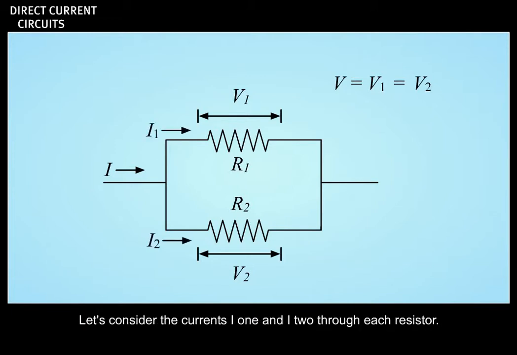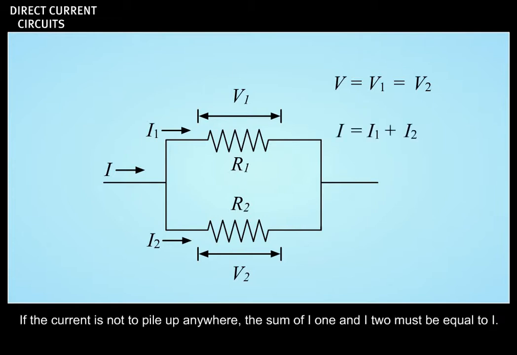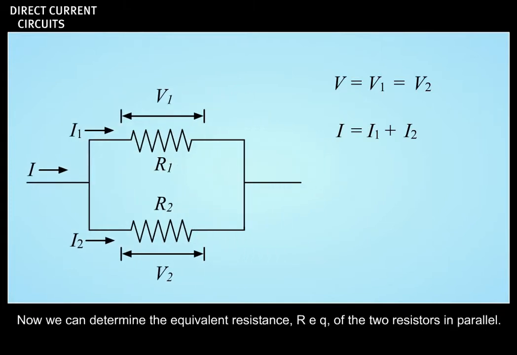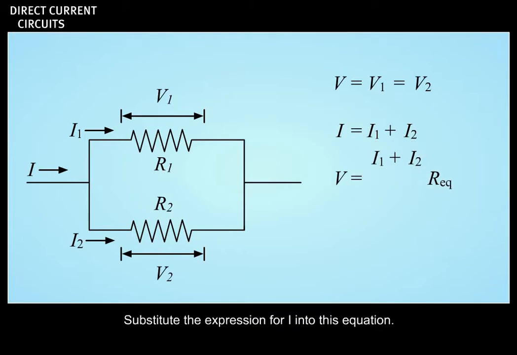Let's consider the currents I1 and I2 through each resistor. If the current is not to pile up anywhere, the sum of I1 and I2 must be equal to I. Now we can determine the equivalent resistance Req of the two resistors in parallel. Substitute the expression for I into this equation.